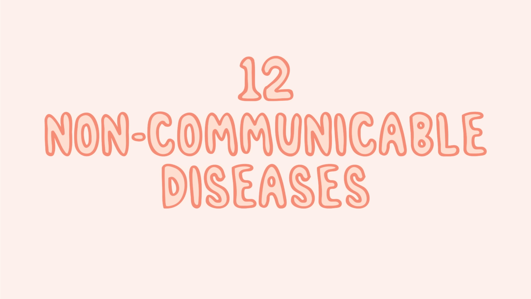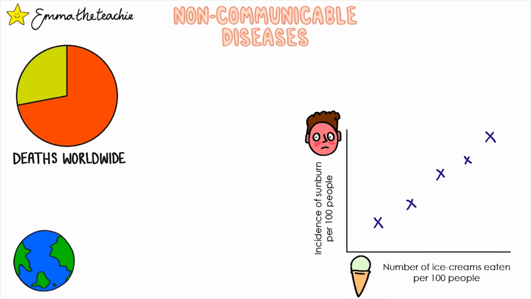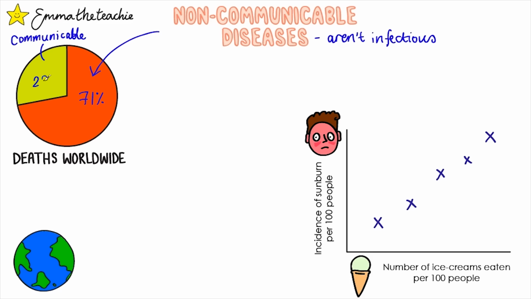12. Non-communicable diseases. Non-communicable diseases are ones that aren't infectious. This means they can't be transmitted from person to person. These diseases cause 71% of deaths globally, which far outweighs the number of deaths caused by communicable diseases, at just 29%.